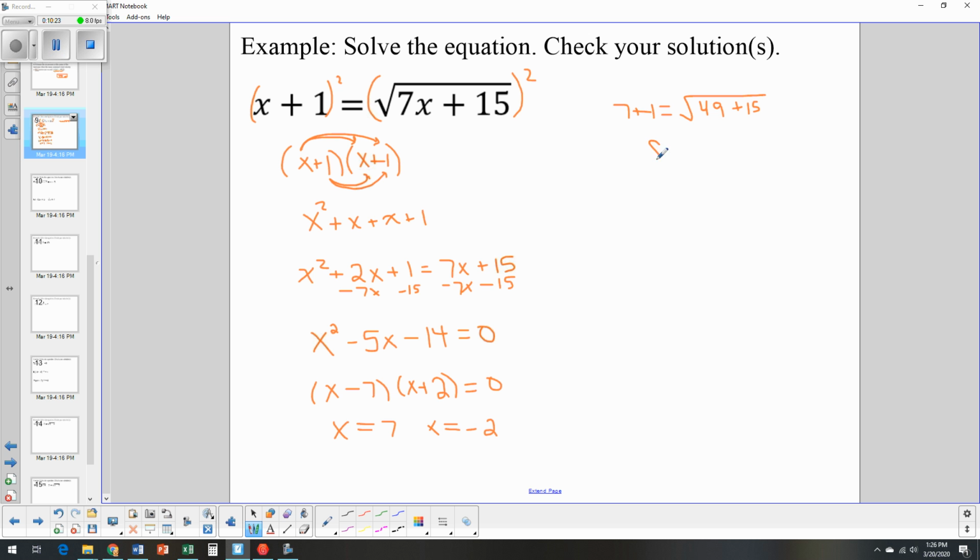So this is 8 equals the square root of 64. Right? The square root of 64 is 8. So that works. We know x equals 7 is a solution.